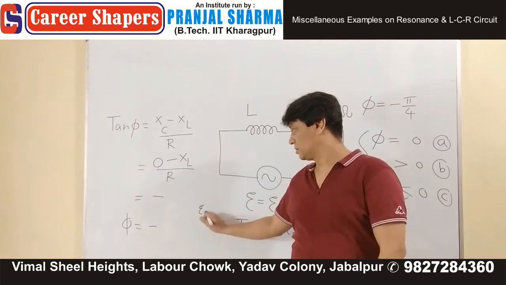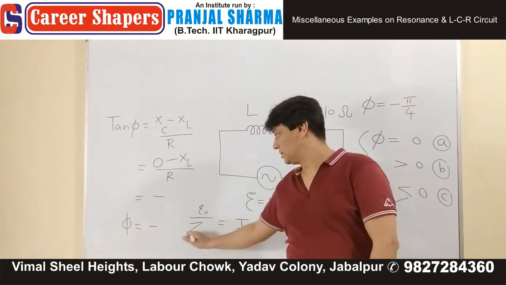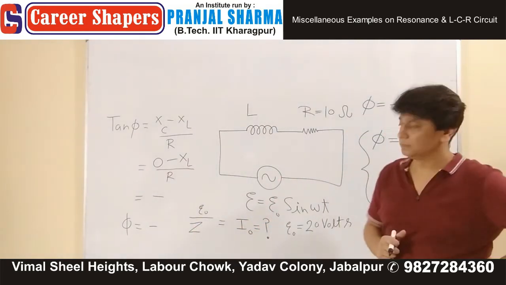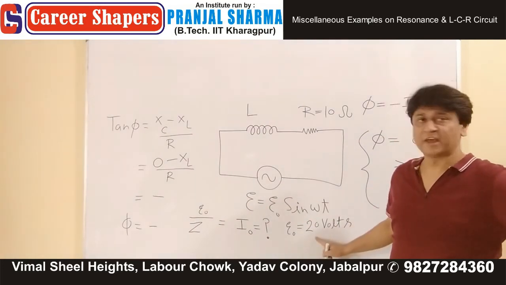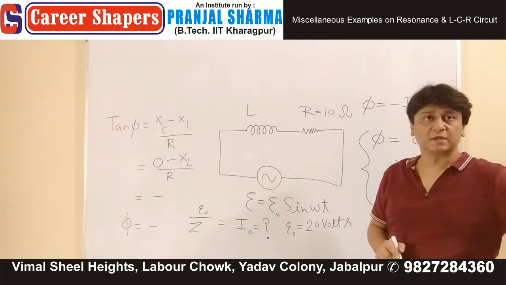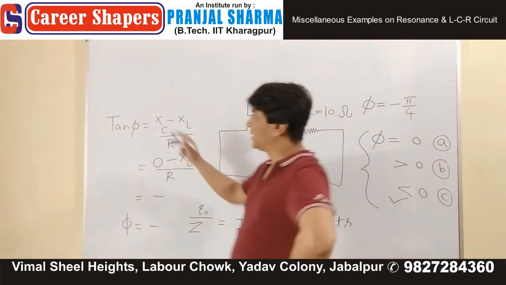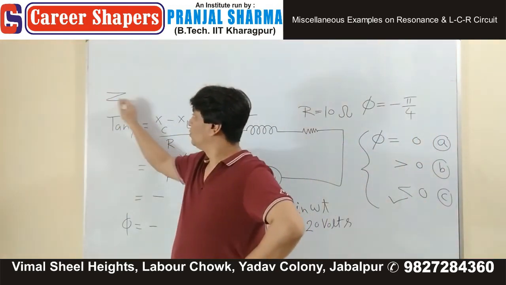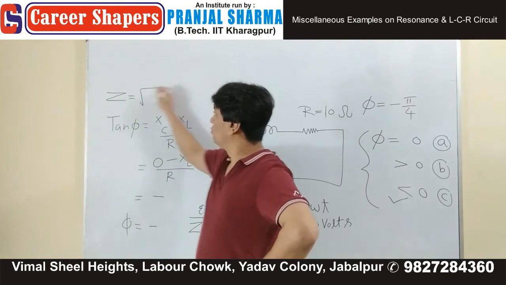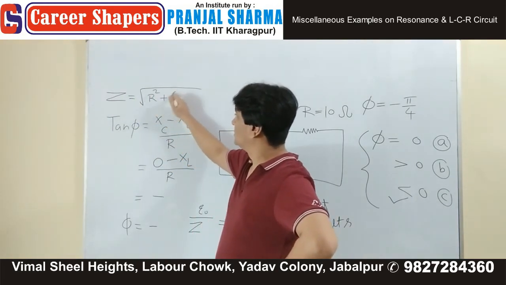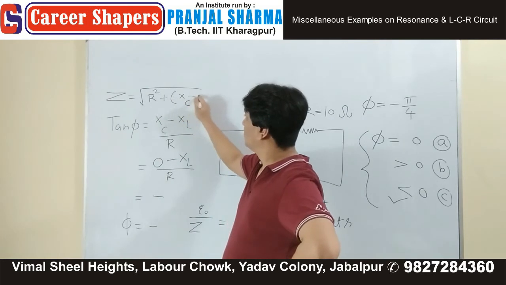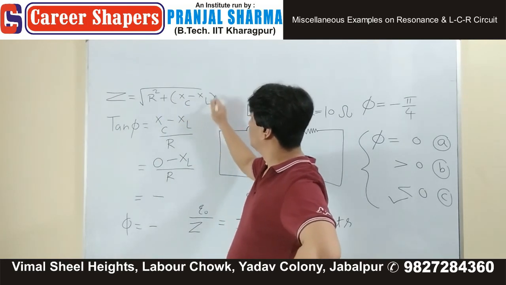E naught divided by Z. That's how you start the question. What is E naught? It's given. So you need to find what? Z. Now you'll think about Z. What is Z? Root over R square plus XC minus XL square.